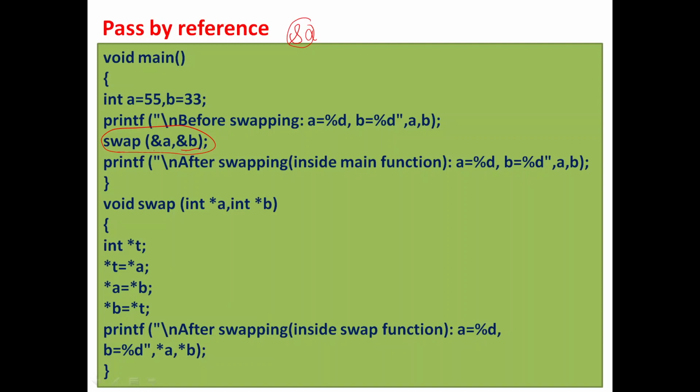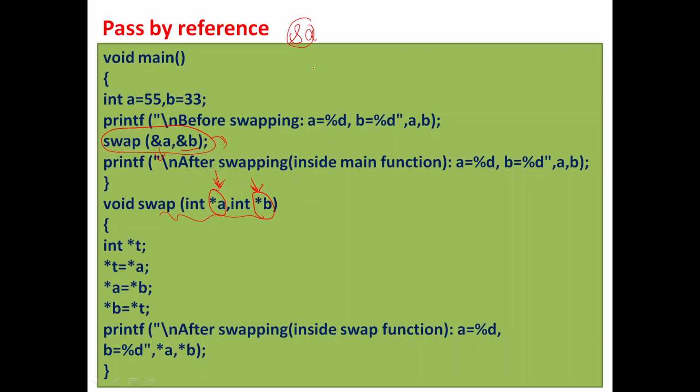We know that a pointer is a variable which can be used to store the address of another variable. So here we are passing the address. Definitely in the called function we have to use pointers to store the address passed from the calling function. Here *a and *b. We are passing the address, and in the called function we are using pointers to hold the address passed from the calling function.